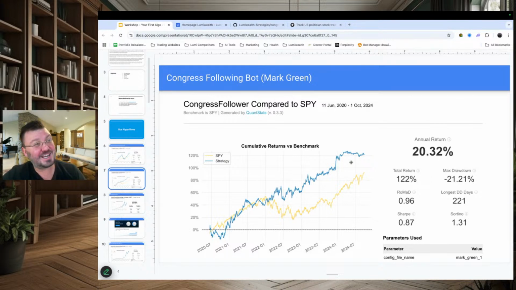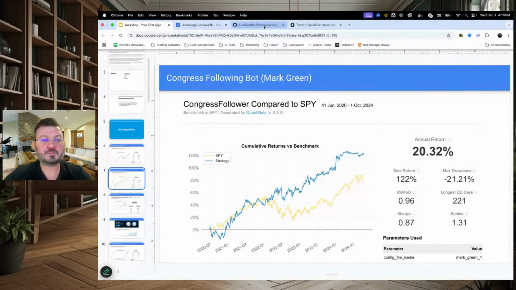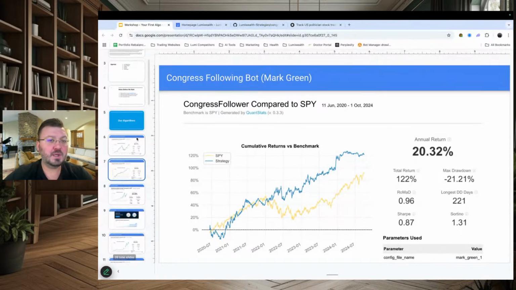We actually looked into this. He's not on any of the boards for any oil companies or anything like that, as far as we can tell. But damn, he seems to be able to pick these things very well. So this is a Congress following bot that you can modify to follow Mark Green if you'd like to do that. All right. Okay, cool. So that's our Congress following bot. That's one of the bots that I want to show you today.